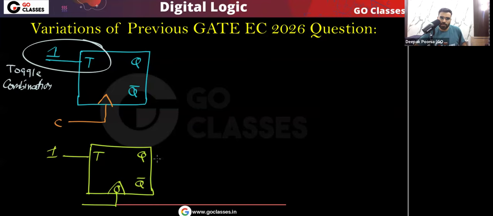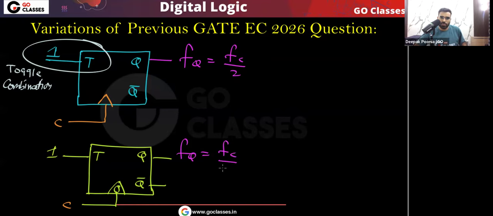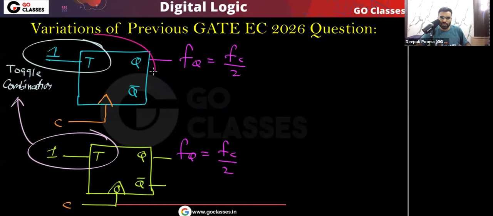So if you fix T equal to 1, then FQ will basically be FC by 2. Here also FQ will be basically FC by 2, because with T equal to 1 this is the toggle combination. It simply means that at every active edge of the clock, the state will toggle. So whether you are positive edge triggered or negative edge triggered, at every active edge of the clock, the state, or I can say the output Q, will toggle. So these are some variations of this GATE Electronics 2026 question. I hope you understood.